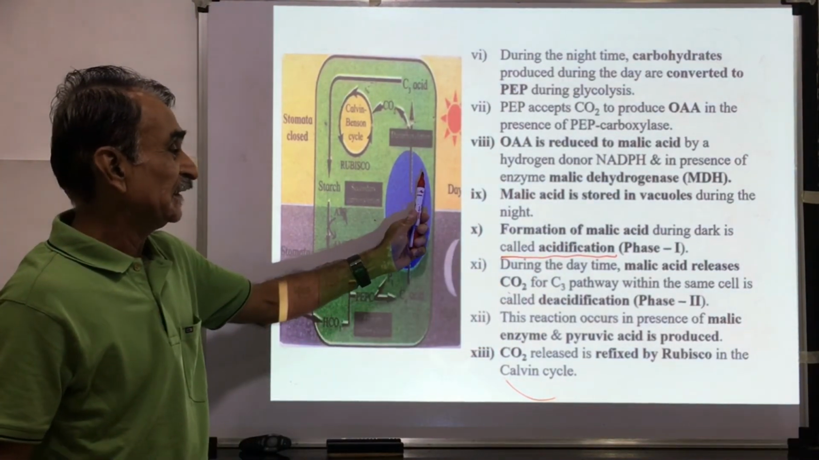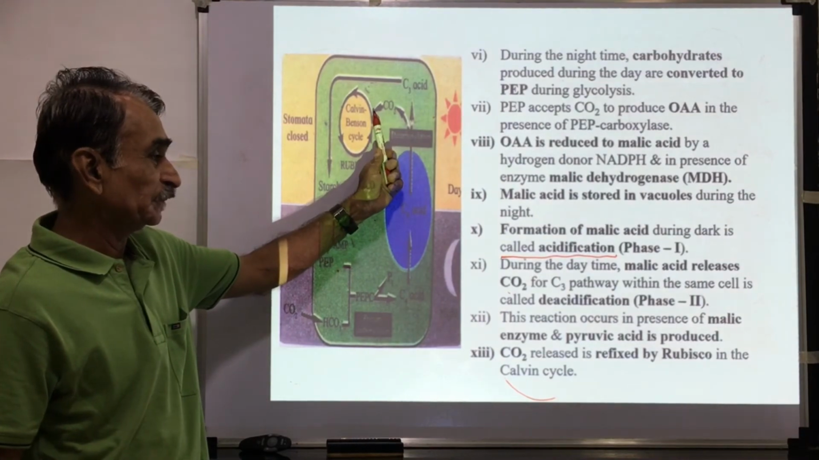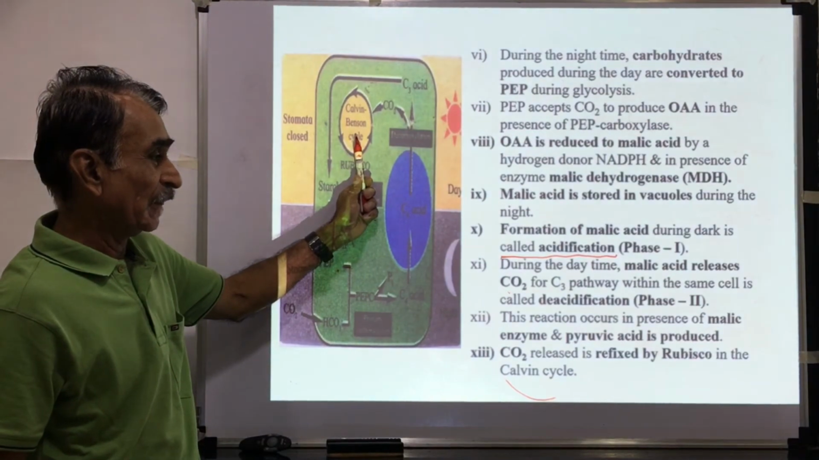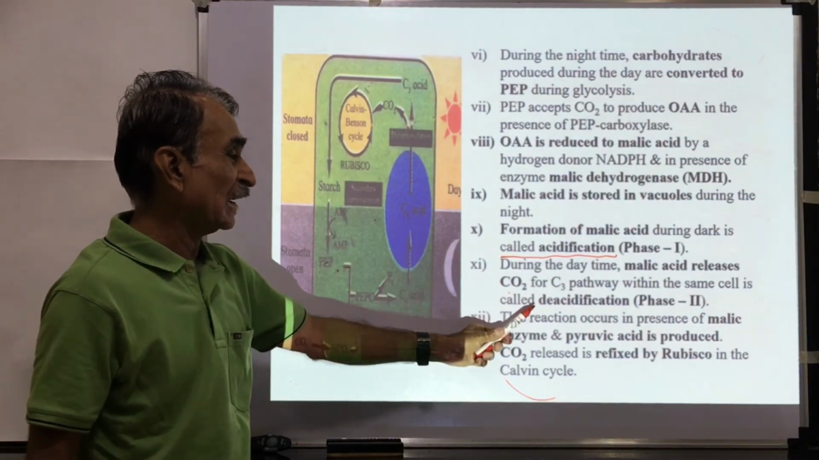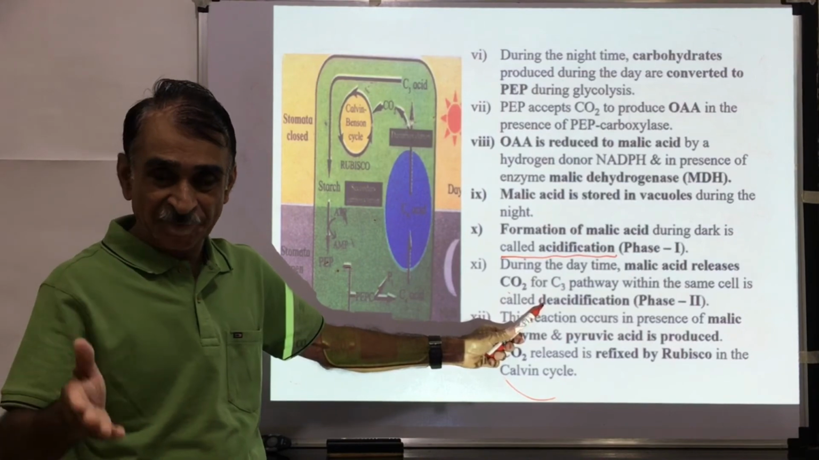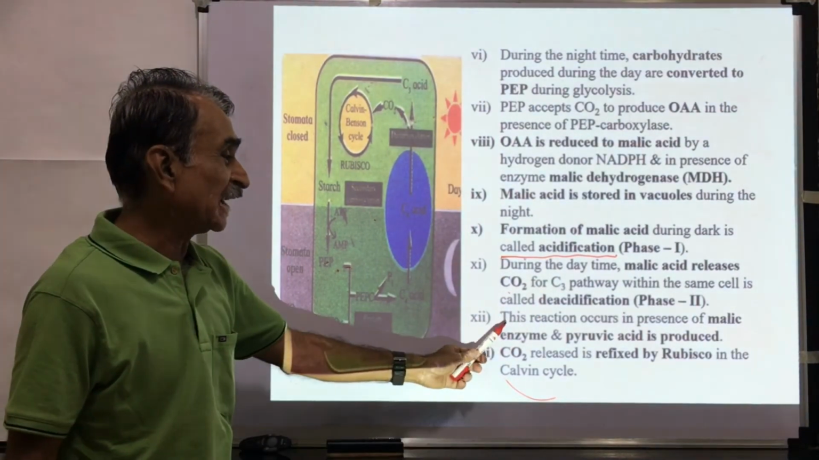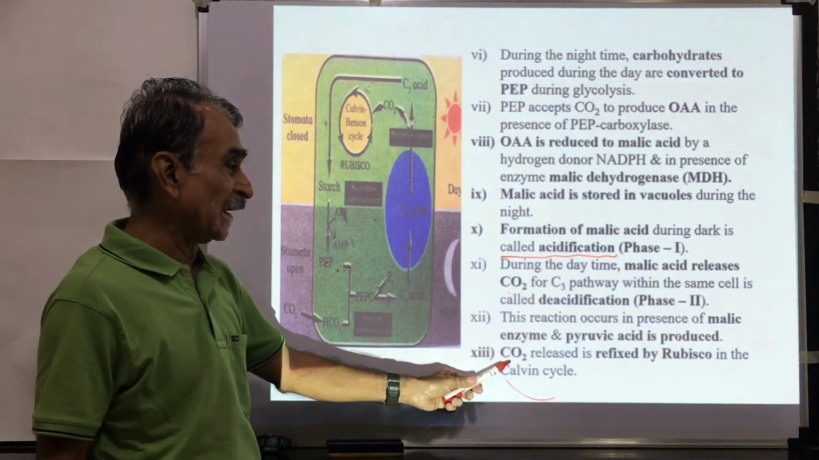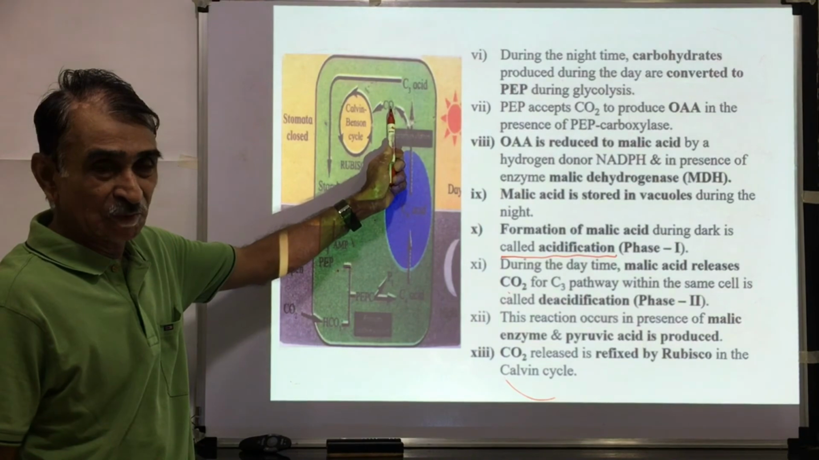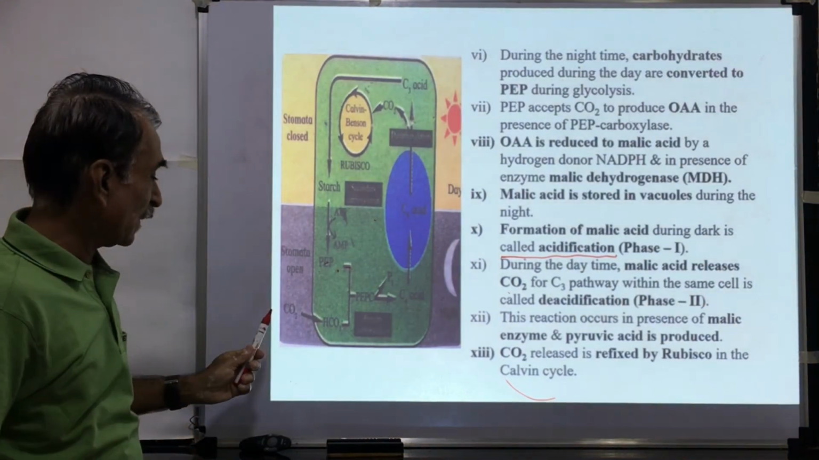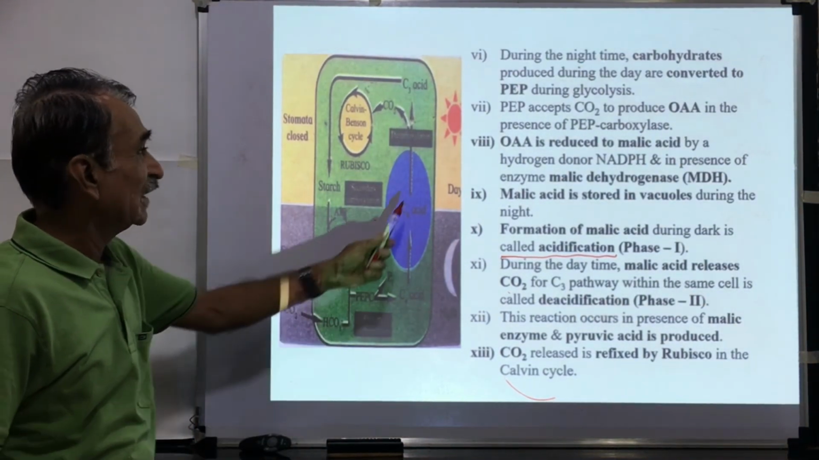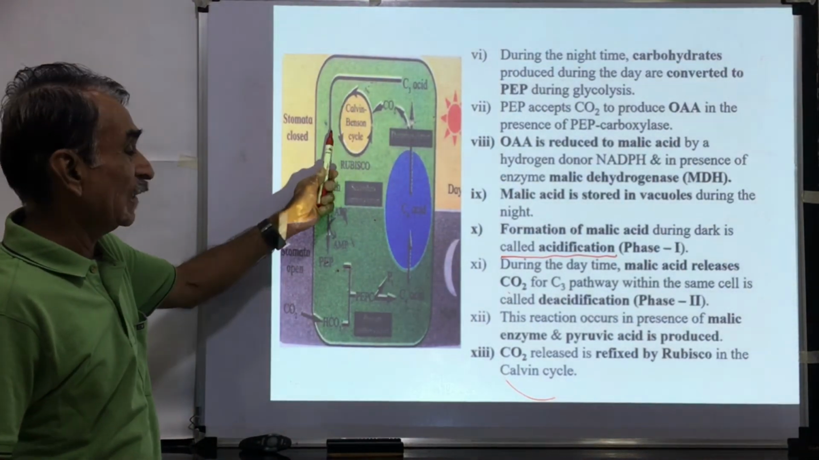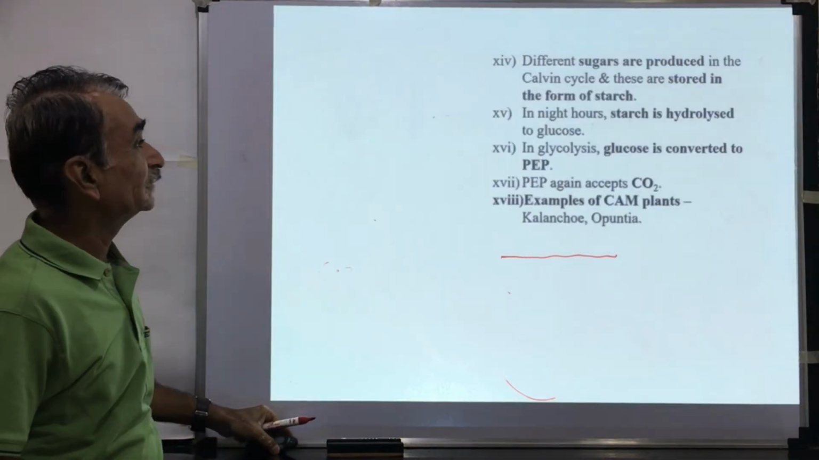During the daytime, this malic acid releases CO2 for C3 pathway. This is the Calvin cycle or the C3 pathway. In the same cell, this is called deacidification, or it is the second phase. This reaction occurs in presence of malic enzyme. CO2 released is refixed. या ठिकाणी CO2 जो तयार होतो तो रिफिक्स का शब्द वापरला. या ठिकाणी पहिलं फिक्सेशन आहे CO2चं. हे दुसरं फिक्सेशन या ठिकाणी होतं. So CO2 is refixed by Rubisco in the Calvin cycle.